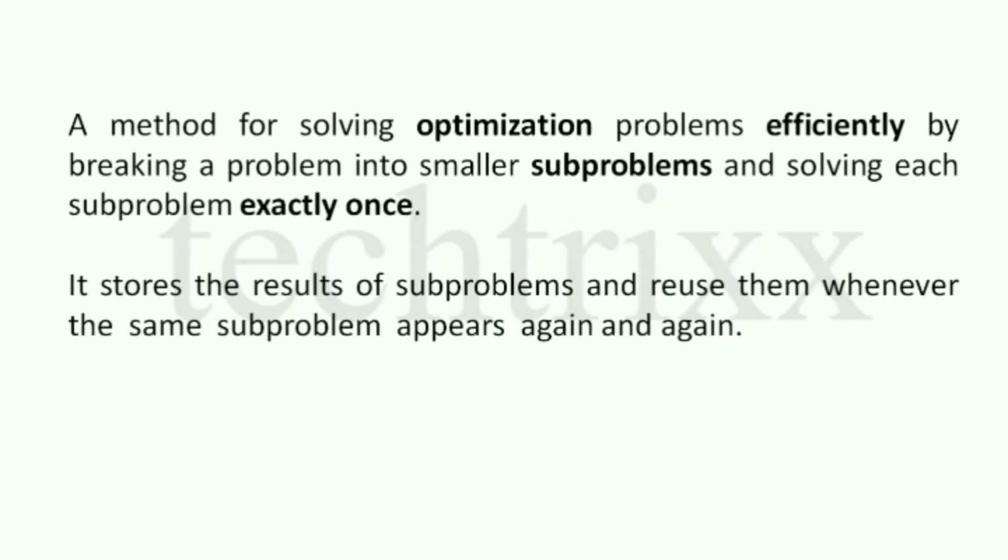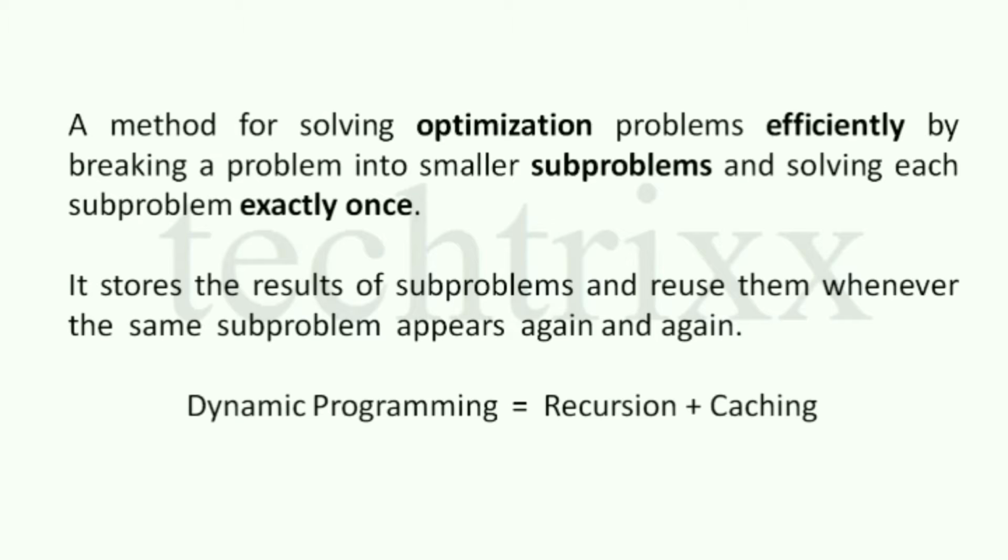Dynamic programming is a method for solving optimization problems efficiently by breaking a problem into its smaller subproblems and solving each subproblem exactly once optimally. So what does it do? It stores the result of subproblems that it encounters during the runtime of a problem and reuses them whenever the same subset of subproblems appears again and again. So in short, we can say that dynamic programming is a combination of recursion and caching.